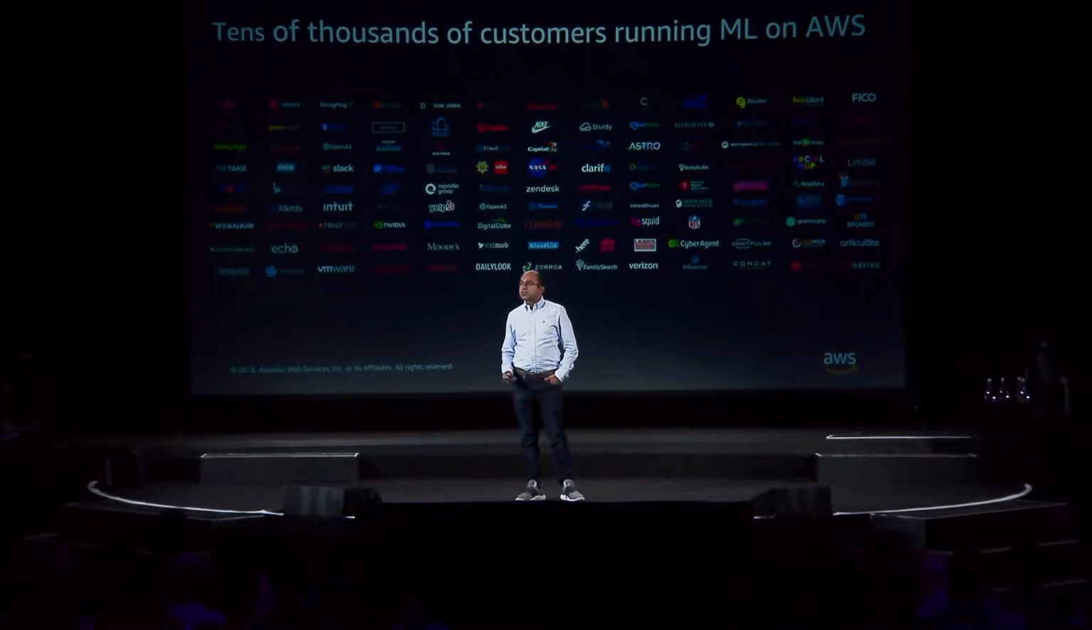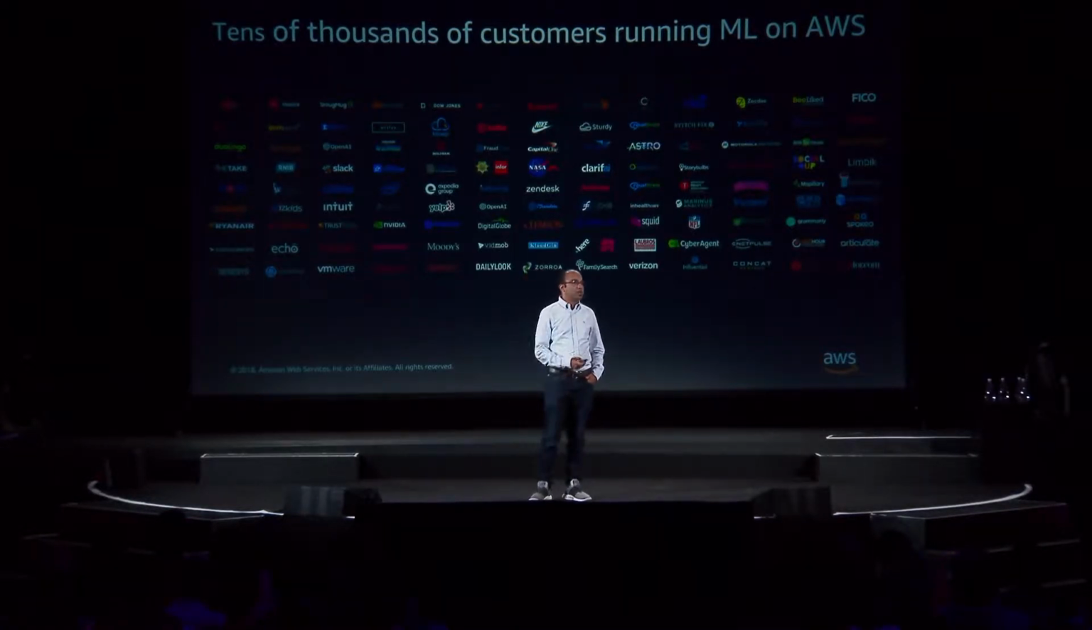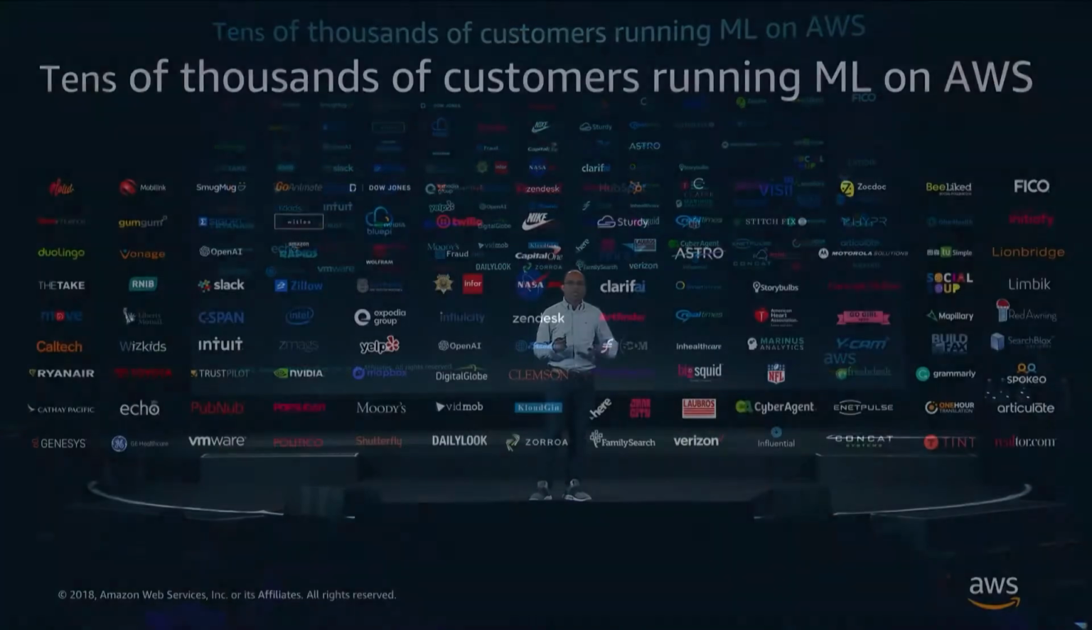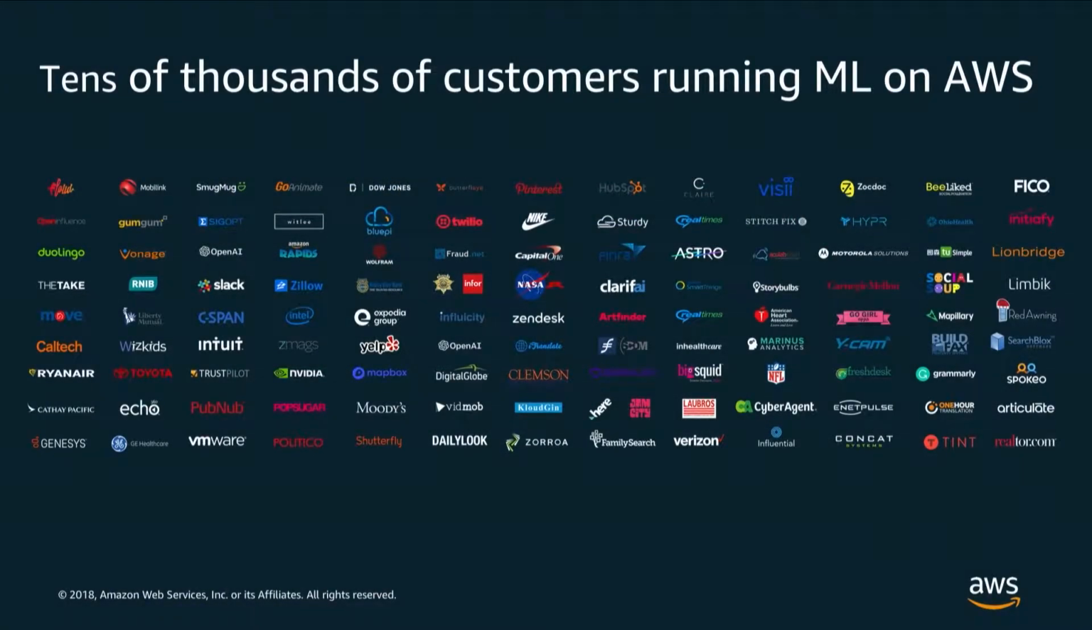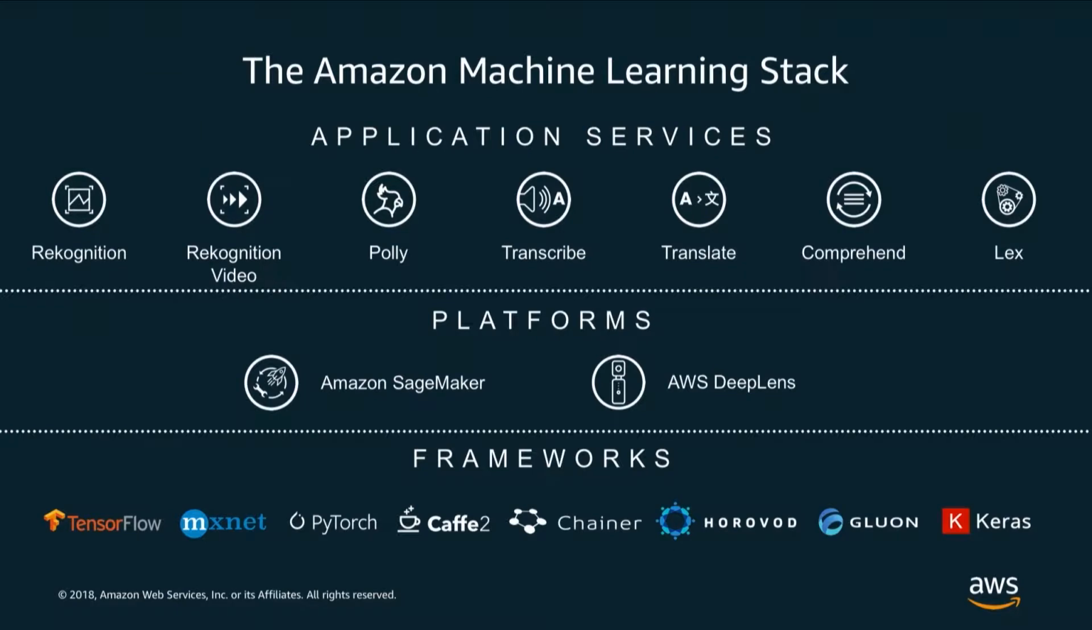There are tens of thousands of customers using machine learning on AWS and building machine learning applications. Every industry vertical is probably represented here in this slide. So I want to be more specific about how we think about machine learning and how it relates to especially PyTorch here today. So we think about machine learning in three different layers.